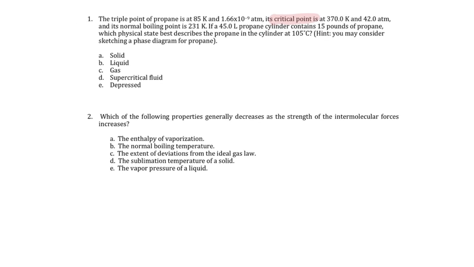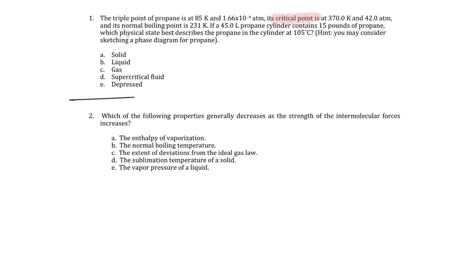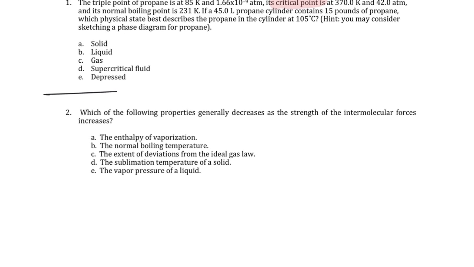Let's look at the second question here. It's pretty quick, and we'll end on this one. Which of the following properties generally decreases as strength of intermolecular forces increase? Most properties increase with increasing intermolecular forces. Enthalpy of vaporization, stronger intermolecular forces, this becomes higher. The normal boiling point, stronger forces, harder to boil.